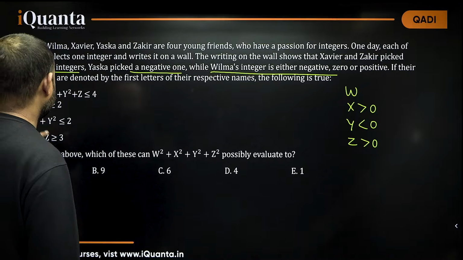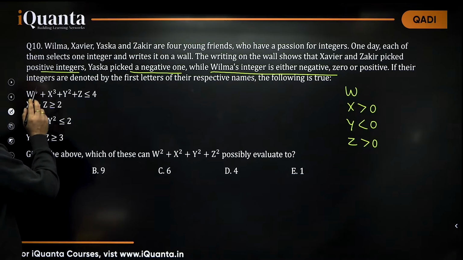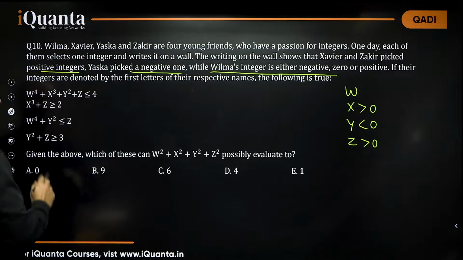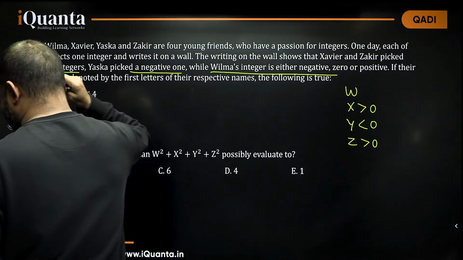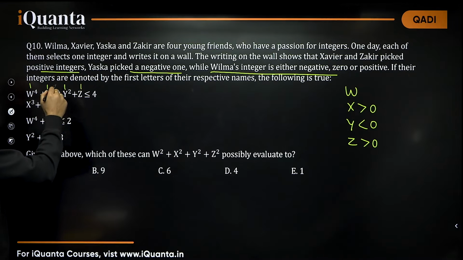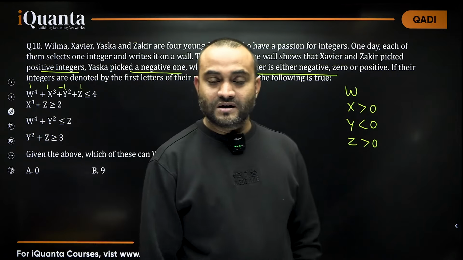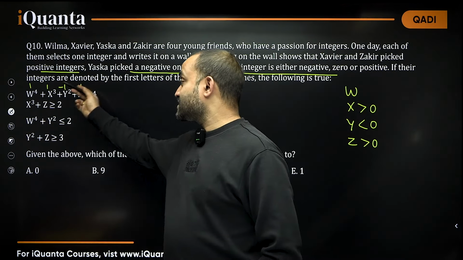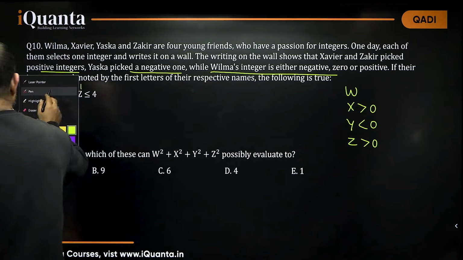Now, it says this information is given. Think about this. w to the power 4 plus x cube plus y square plus z is less than or equal to 4. So one case that I can see is when I put all of these values as 1 and y as -1, this will be 4, right? The sum can never be greater than 4, as per the given information. So one case is possible.